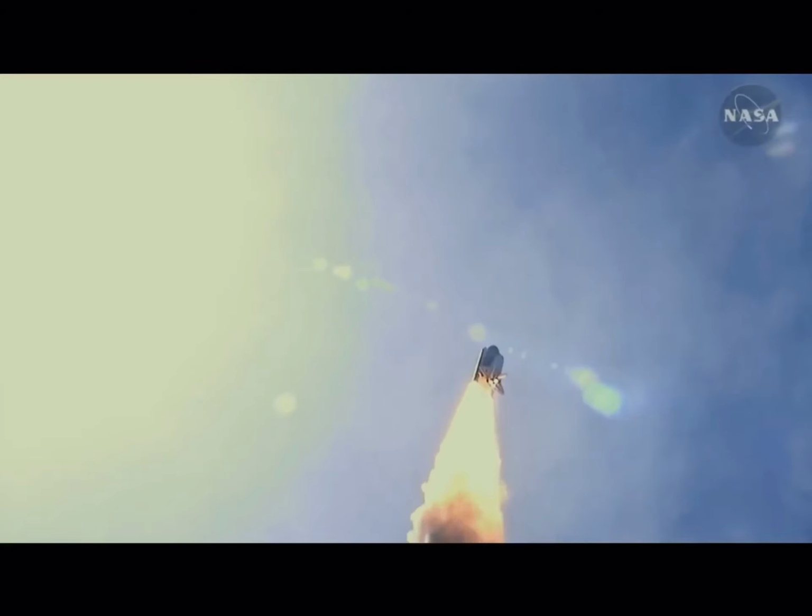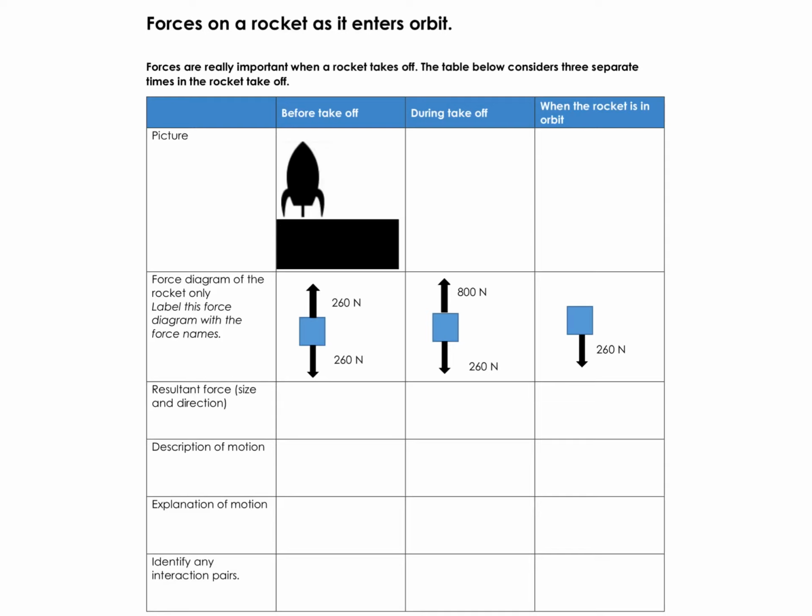Forces play a really important part when a rocket launches, so there are balanced and unbalanced forces and there are interaction pairs that we can consider. So this activity takes into account all of the different forces that are in play before the rocket takes off, during the launch, and once the rocket is in orbit. So what you need to do is, for each period in the takeoff of the rocket, before, during, and during orbit, you need to do each of the things down this column.